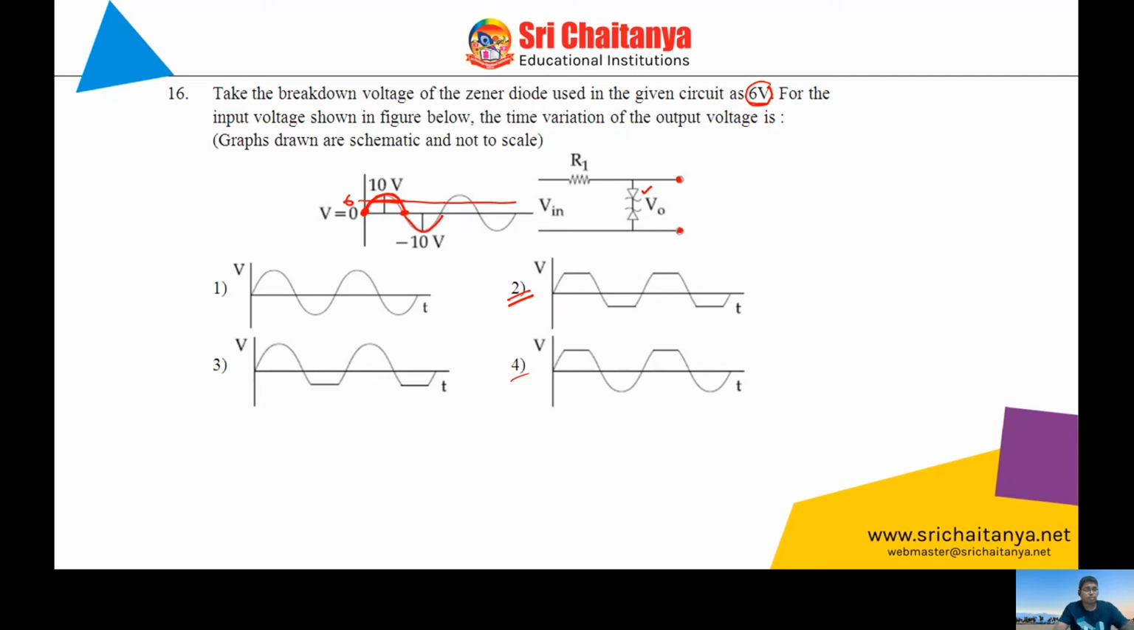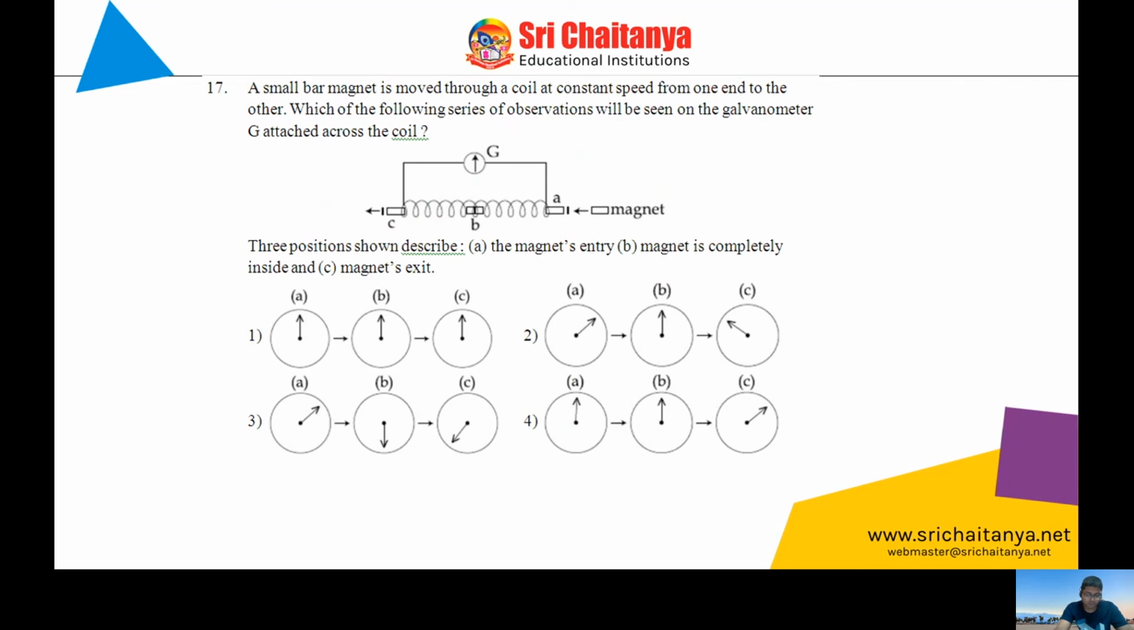So question number 16 is done. And now let's move on to question number 17. Question number 17 is from electromagnetic induction, and pretty simple. A small bar magnet is moved through a coil at a constant speed from one end to the other. Which of the following series of observations will be seen on the galvanometer G attached across the coil?